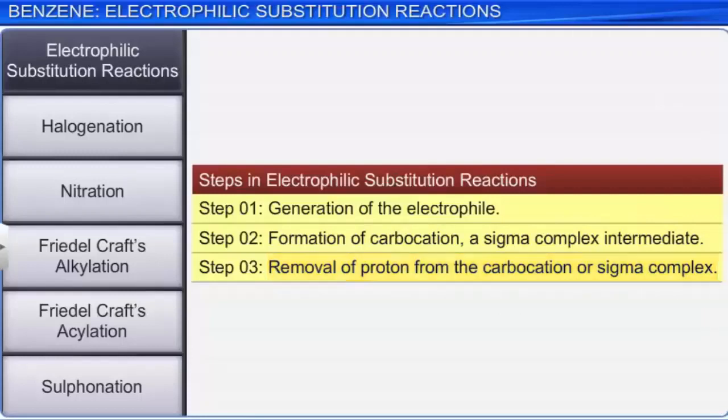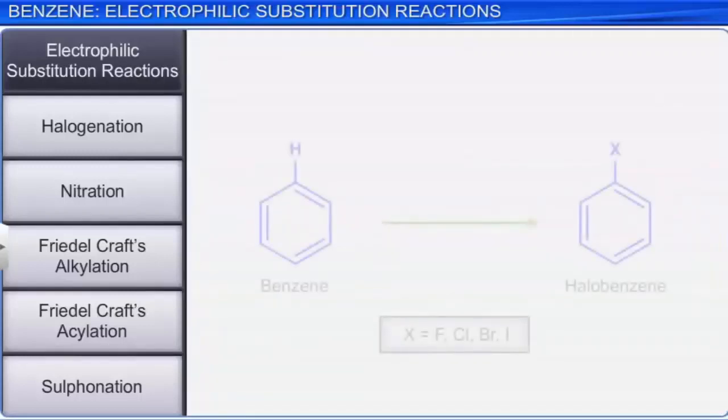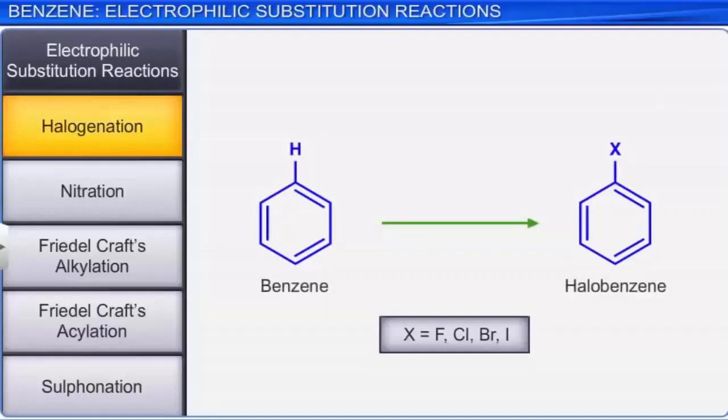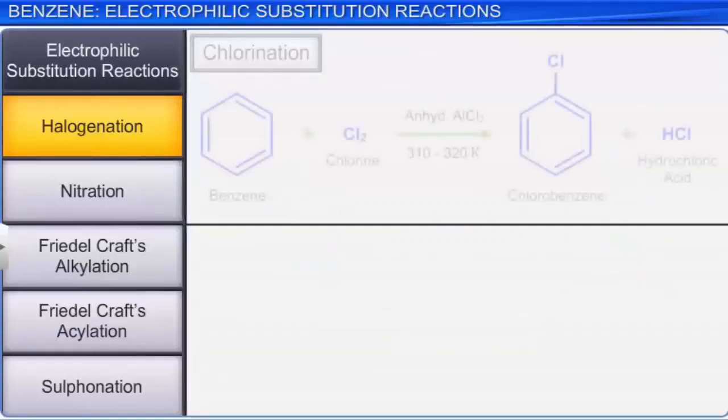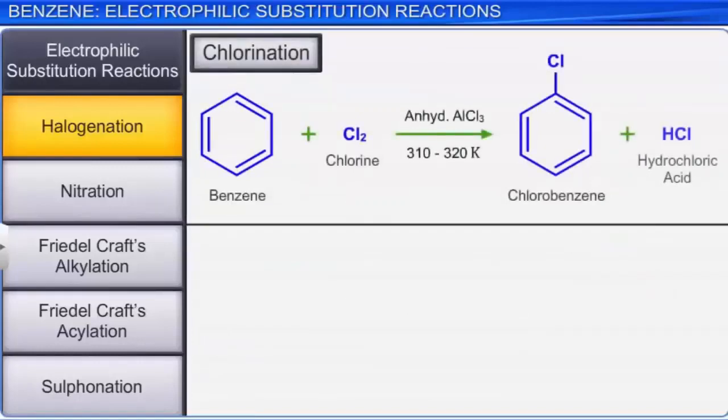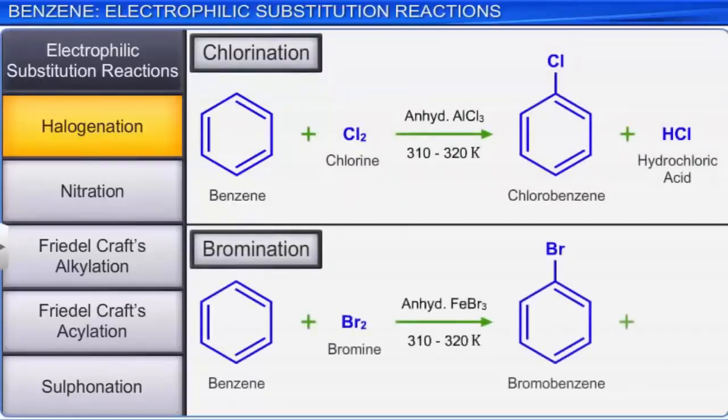Now, let's take a closer look at each type of electrophilic substitution reaction along with the mechanism in detail. First, let us take up halogenation reaction. The replacement of a hydrogen atom by a halogen atom such as fluorine, chlorine, bromine, and iodine in a benzene ring is called halogenation of benzene. Let us discuss chlorination and bromination, which occur at a temperature between 310 and 320 Kelvin.